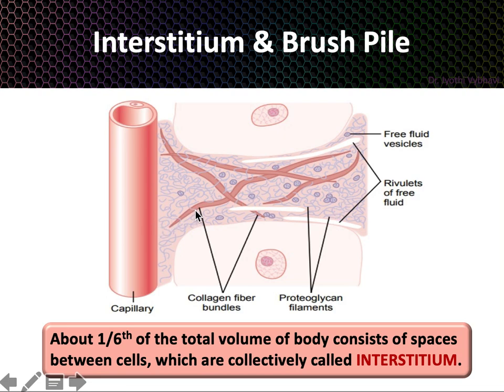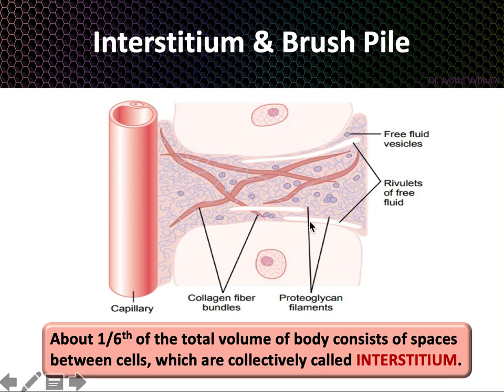These collagen fiber bundles extend long distances in the interstitium, and they are extremely long. They are strong, they are long, and that's why they give tensile strength to the tissue. The tissue gets this strength from these collagen fiber bundles. Then there are the proteoglycan filaments. They're very thin. You cannot see them, even under an electron microscope. They're that thin. They're mainly made up of hyaluronic acid.